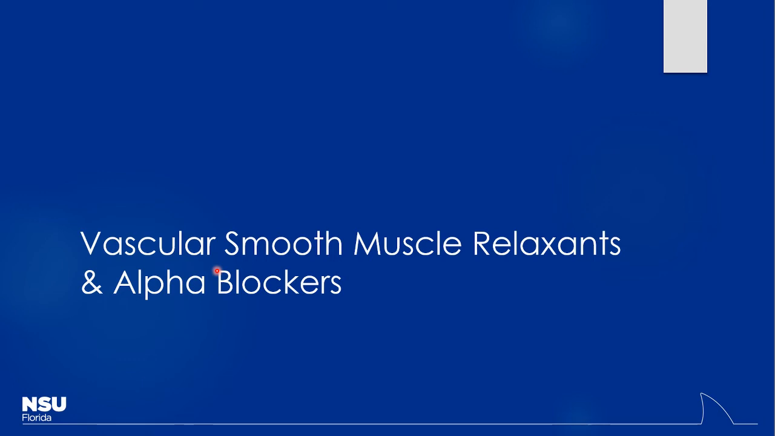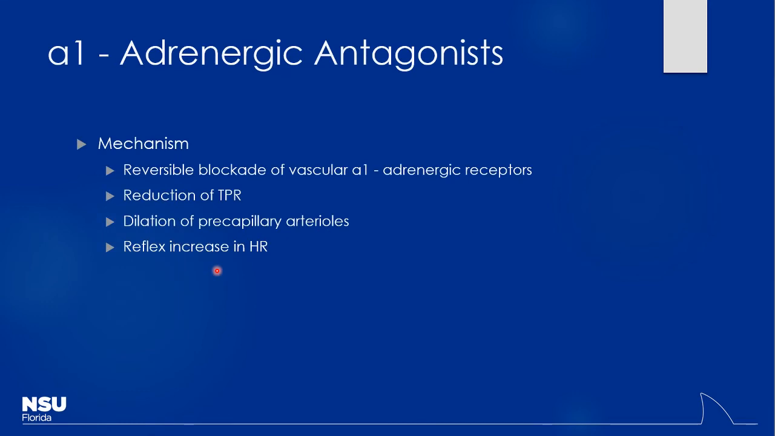So next we're going to look at vascular smooth muscle relaxants and alpha blockers. So normally when you're looking at an alpha 1 receptor, it gets activated by what substances? Epinephrine, norepinephrine, right? Dopamine, potentially. Right, so if you block those alpha receptors, what happens?